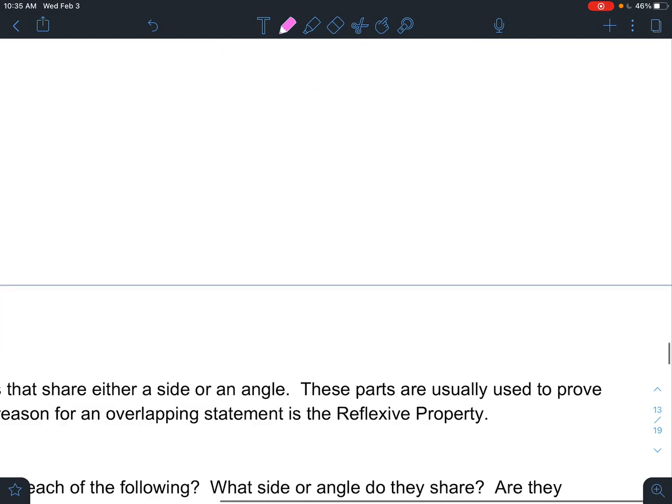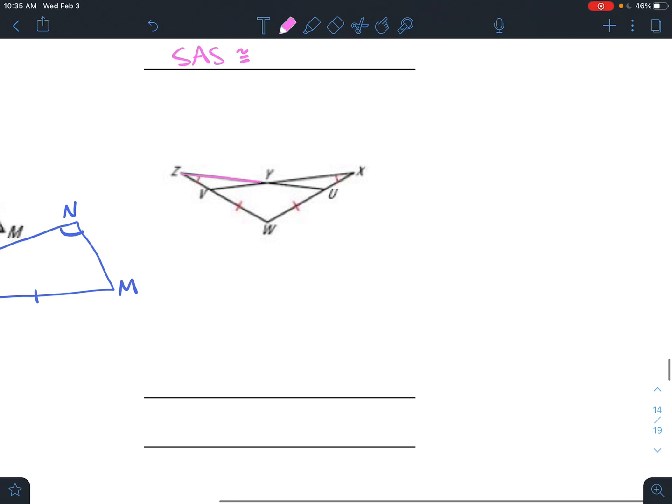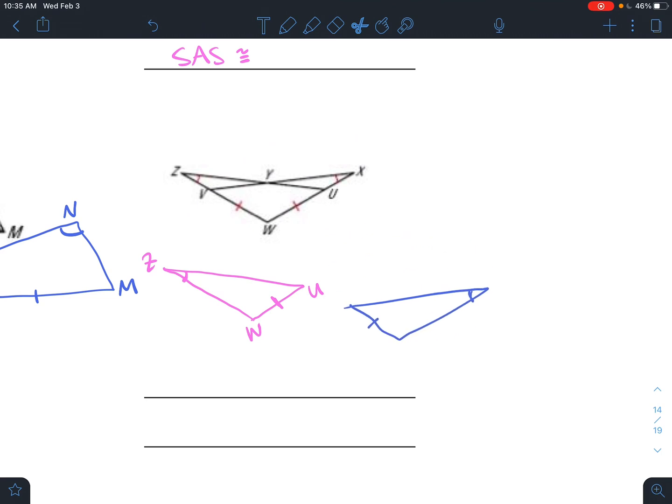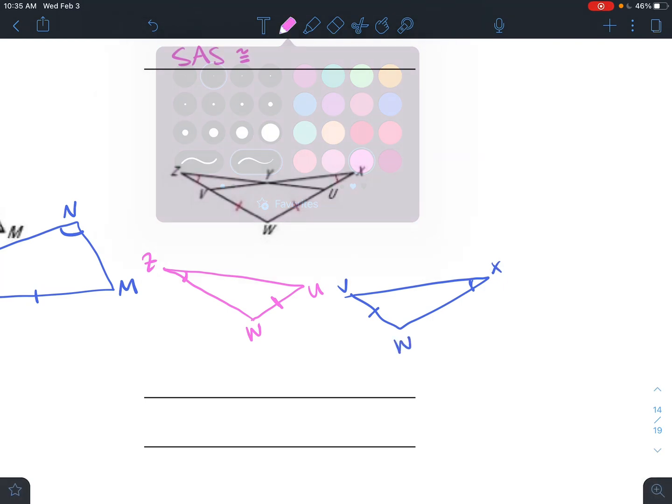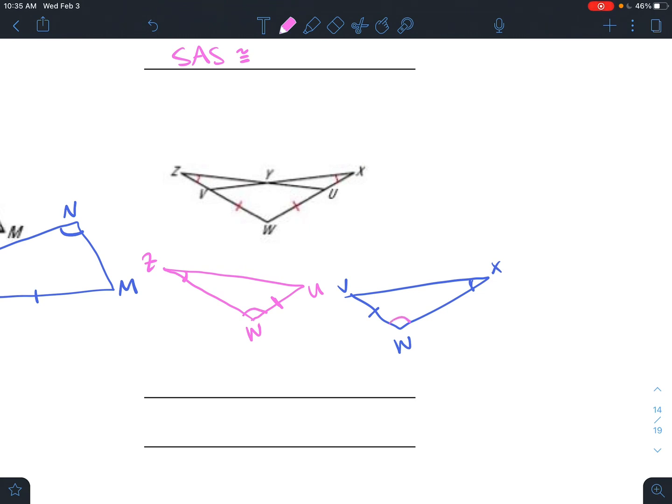And our last one here actually has a reflexive angle. So if I pull these two apart, again, we're looking at triangles that overlap. Here's this and this angle. I'm going to pull this down. This is ZWU and VXW. So here is V, X, and W. And notice that this angle W went with both triangles.